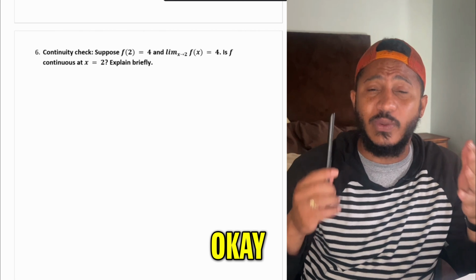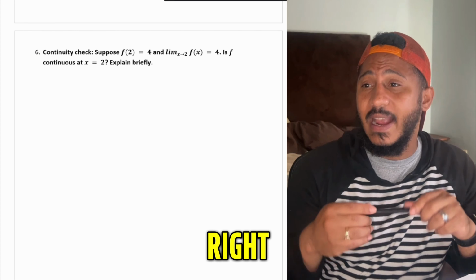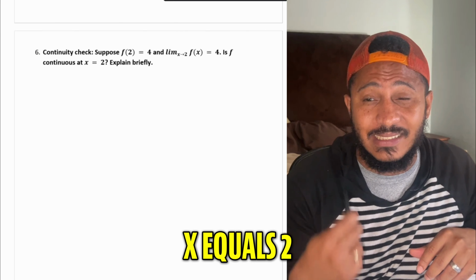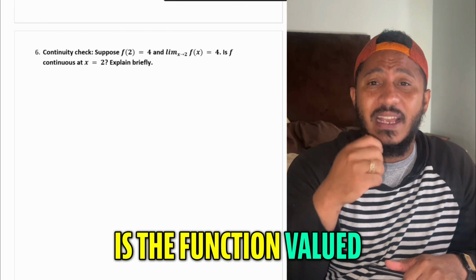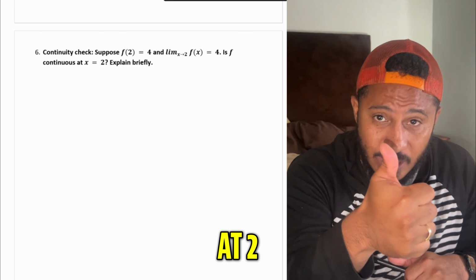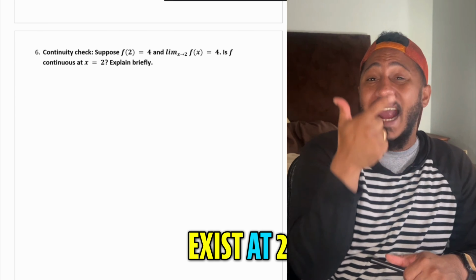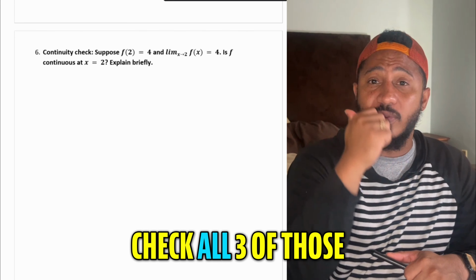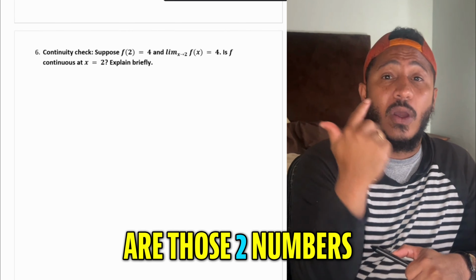So how we can check is, let's try this one. This one says continuity check. Suppose f of 2 equals 4, and the limit as x approaches 2 of f of x equals 4. Is f continuous at x equals 2? Explain. We explain by asking, first, is the function valued at 2, if we're trying to find the continuity at 2? Second, does the limit exist at 2? And third, are those the same value? So we have to check all three of those: the function exists at that x value, the limit exists at that x value, and are those two numbers the same thing?